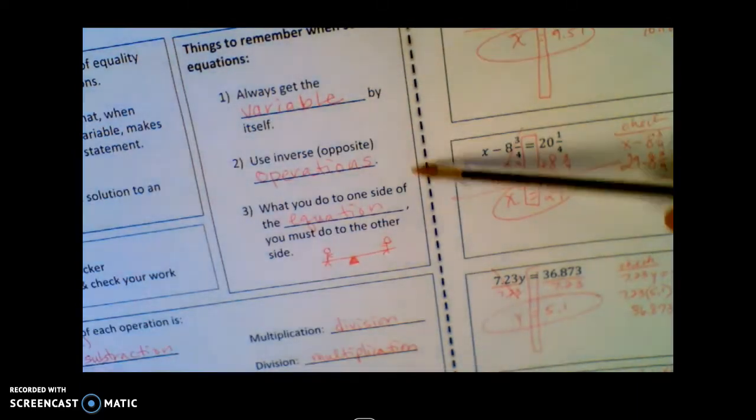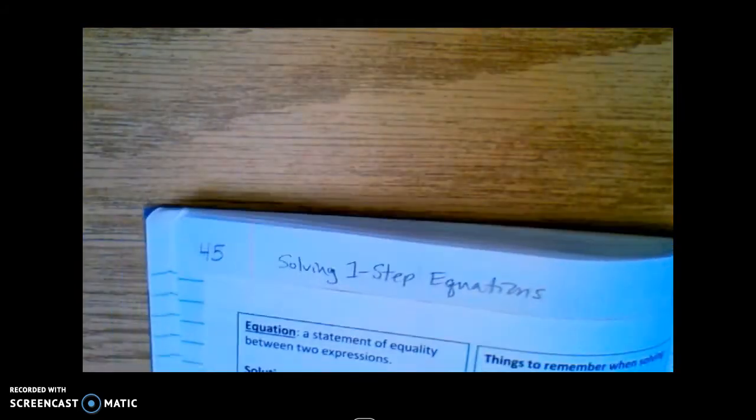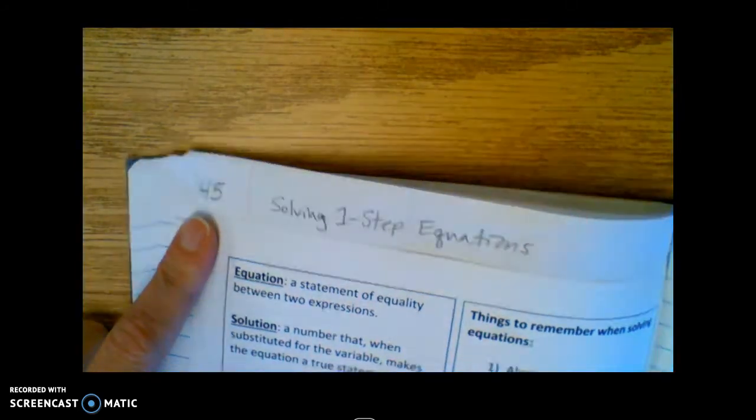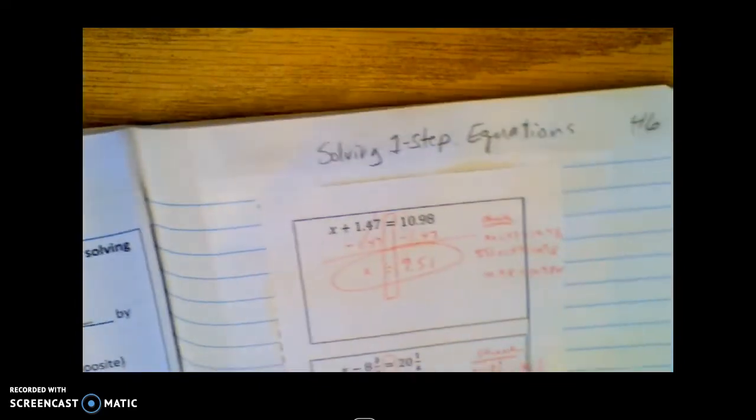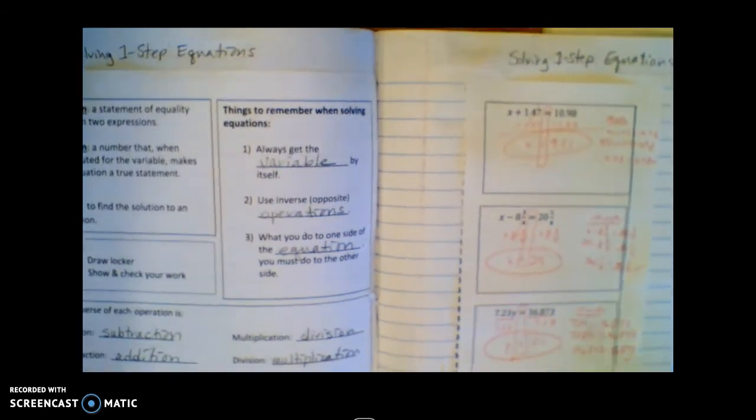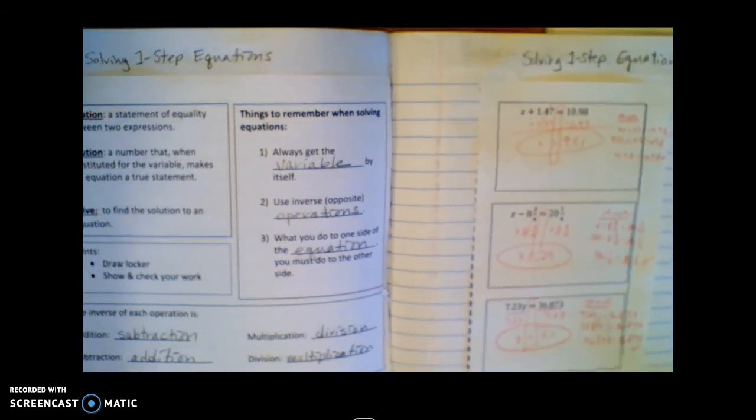So what you're going to do now is verify that you have all your notes filled in. You're going to take your scissors and cut on this dotted line. And then you're going to tape it in your notebook. I believe we're working on pages 45 and 46. So it needs to look something like this when you get done with your taping. And then see me for your practice sheet so you can get some more practice solving one-step equations.